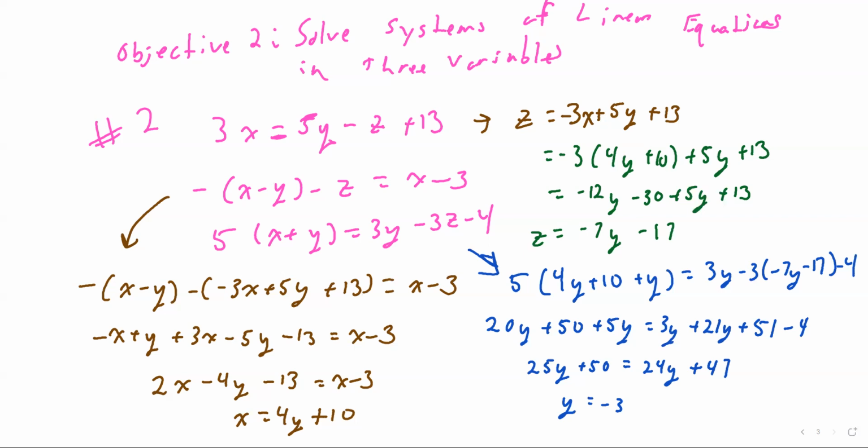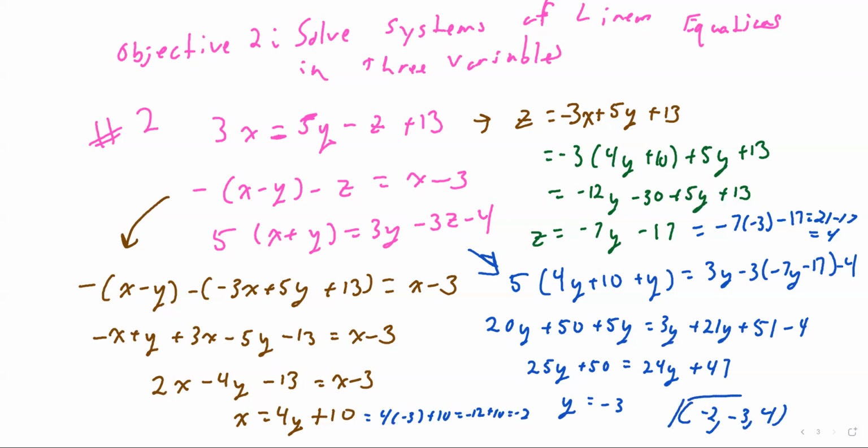All right, and then after that, we can just back substitute in. So this gives me negative 7 times negative 3 minus 17, which is 21 minus 17, which is 4. 4 times negative 3 plus 10 would be negative 12 plus 10, which is negative 2. So then I get, and again, this is alphabetical order, my x would be negative 2, my y is negative 3, and my z is 4. I'm sure you already figured that out, but the answers need to be in alphabetical order. So x, y, z is the order.